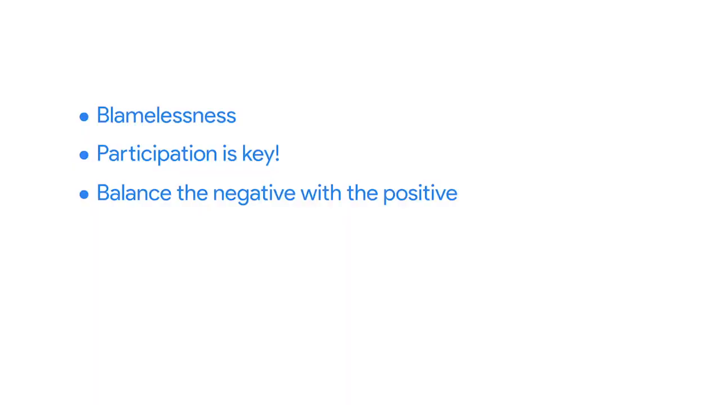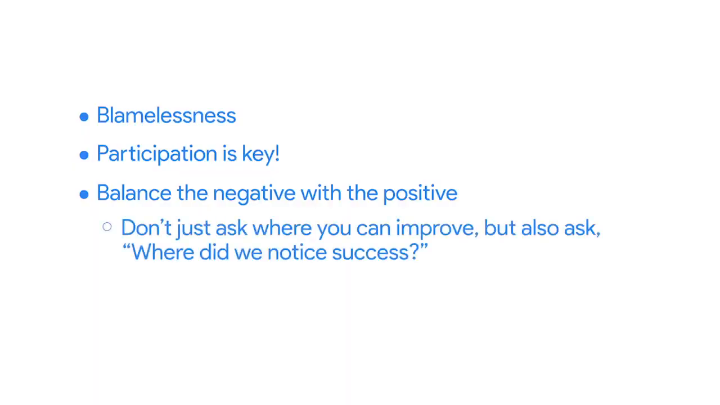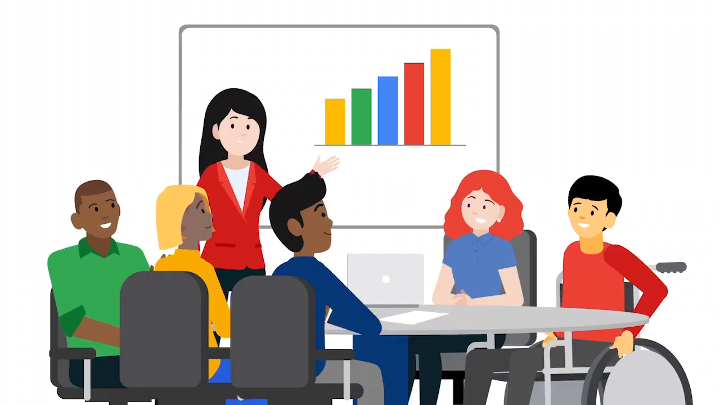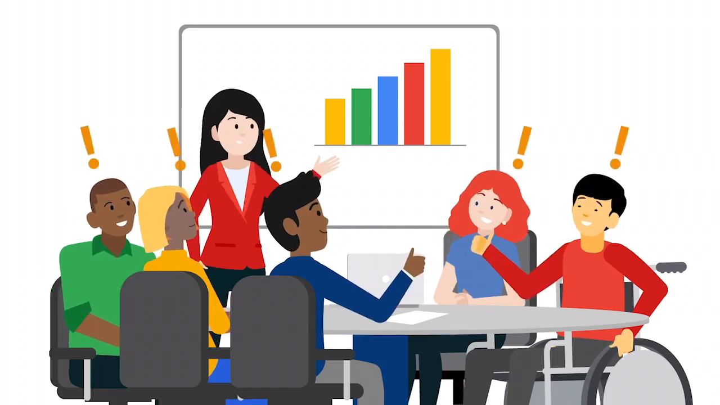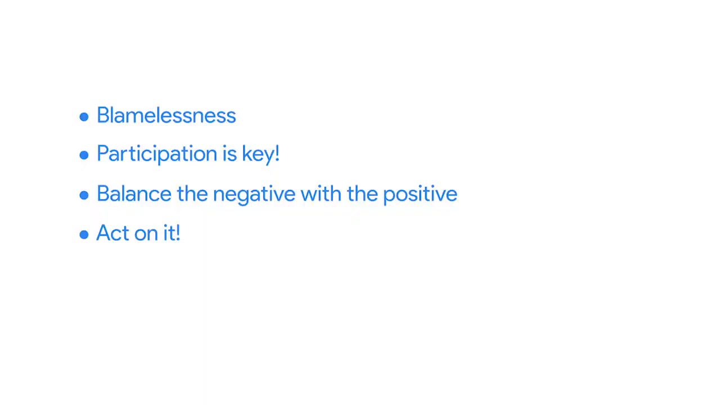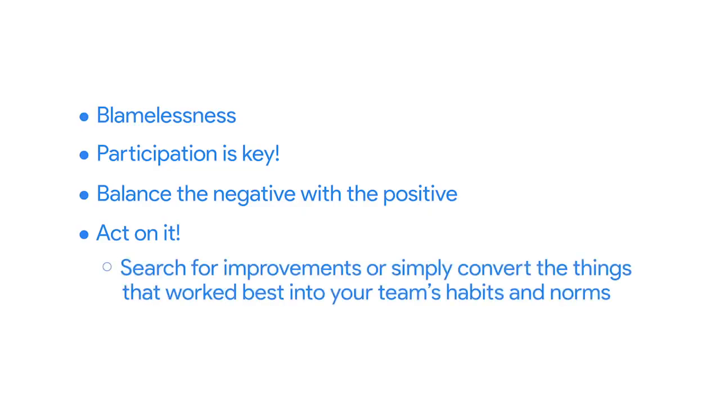Next, balance the negative with the positive. Don't just ask where you can improve, but also ask things like, where did we notice success? You want your team to feel like they were successful, and you also want to recreate these successful outcomes. And finally, make sure to act on it. Teams can get discouraged from participating in future retrospectives if it feels like their feedback won't inspire change. Search for improvements or simply convert the things that worked best into your team's habits and norms.